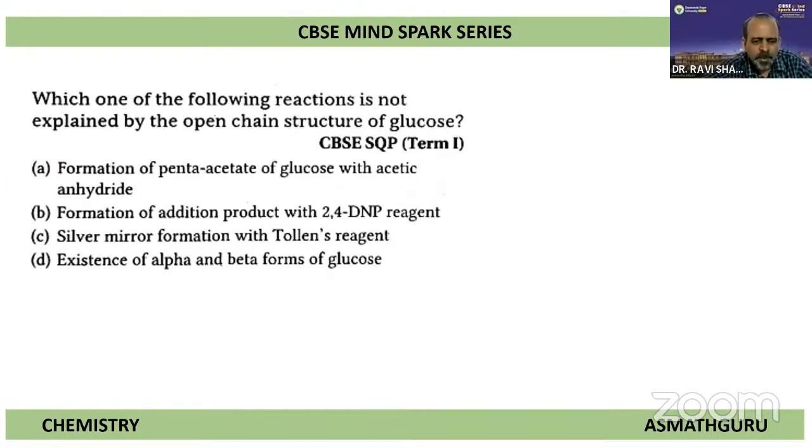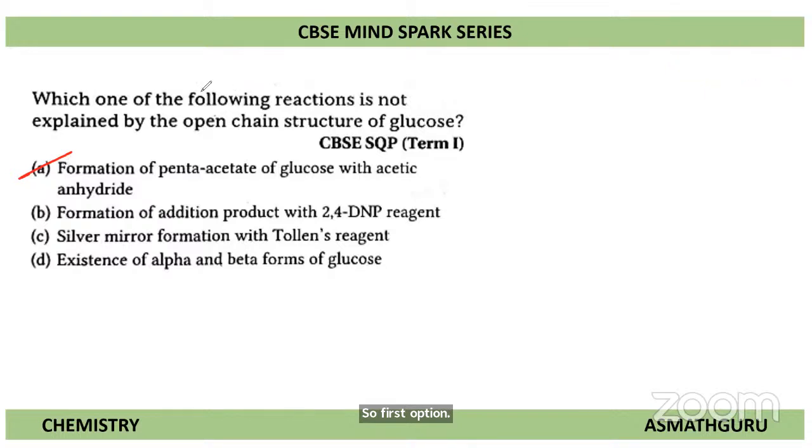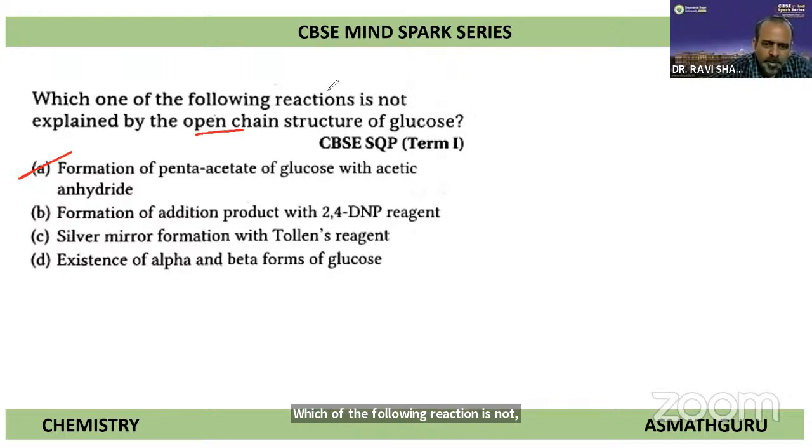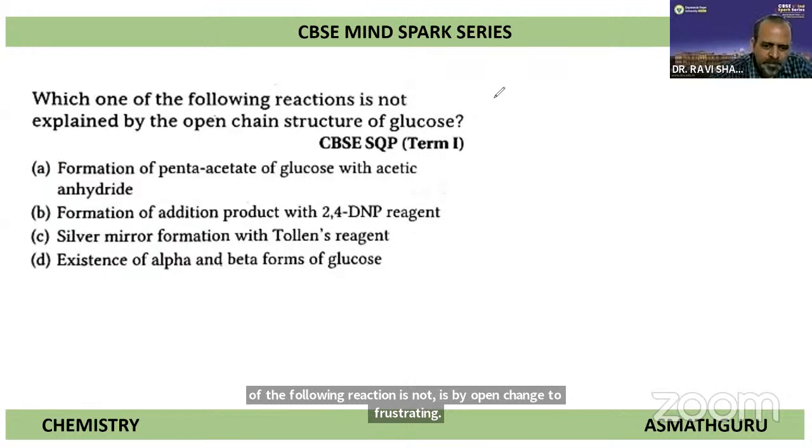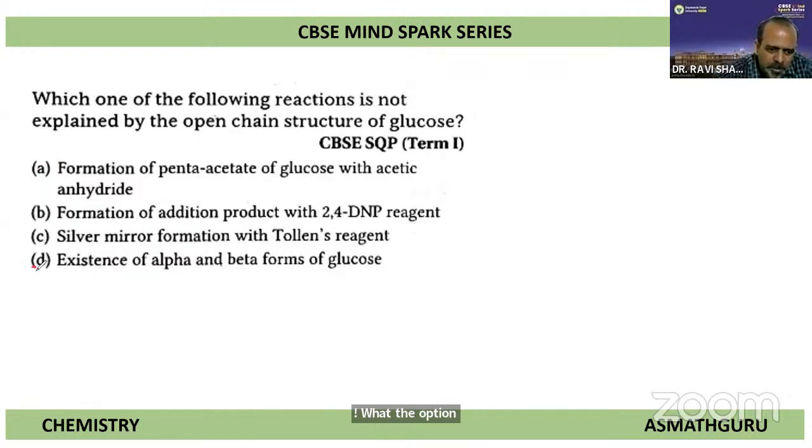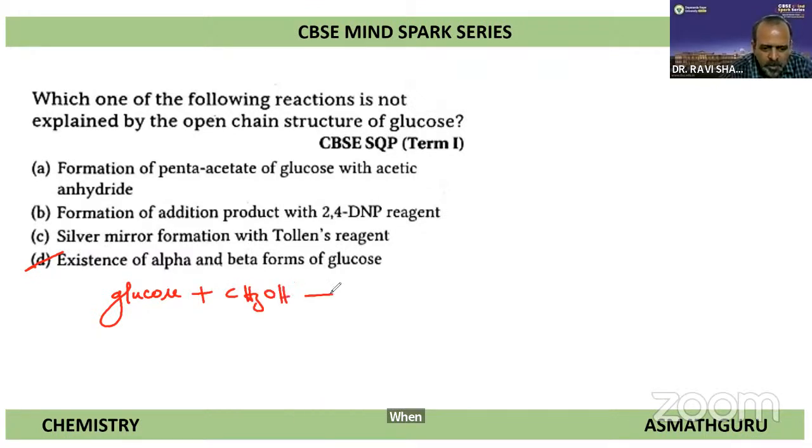Which one of the following reactions is not explained by the open chain structure of glucose? Last option. This you cannot explain. When glucose reacts with methyl alcohol, it gives alpha and beta structures, and that they cannot explain.